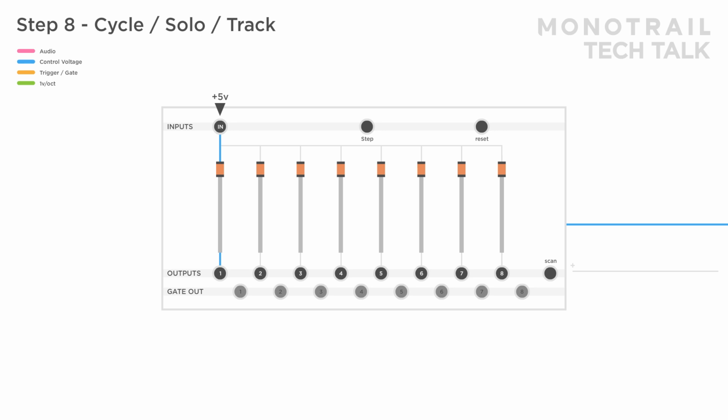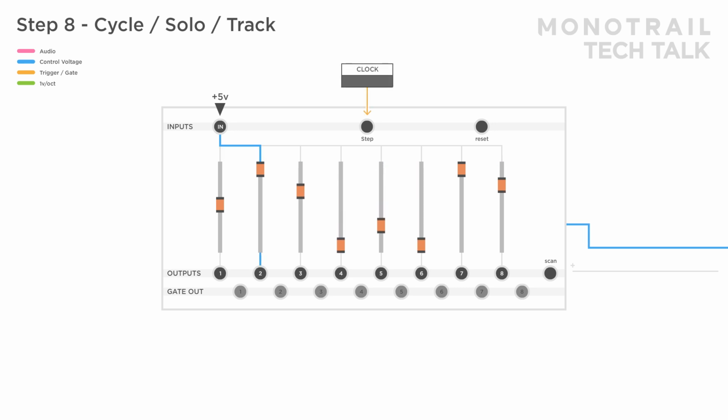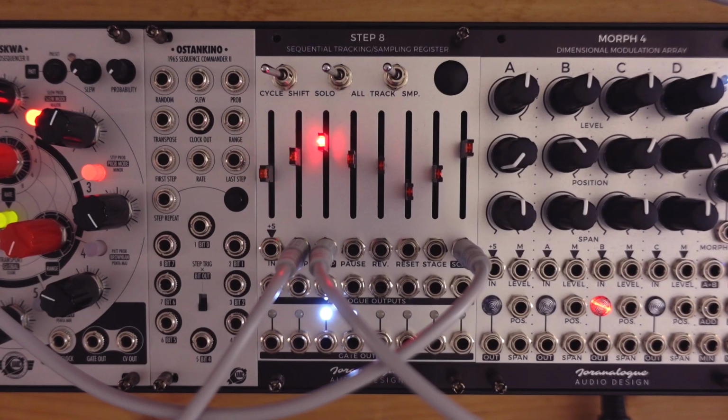But you can now use the slider to attenuate the 5 volt input signal and set a voltage between 5 volt and 0 volt. You can do so for each of the steps, send a steady clock to the input, and step 8 is an unquantized CV sequencer. Of course, you can send this sequence to an oscillator and create some melodies.